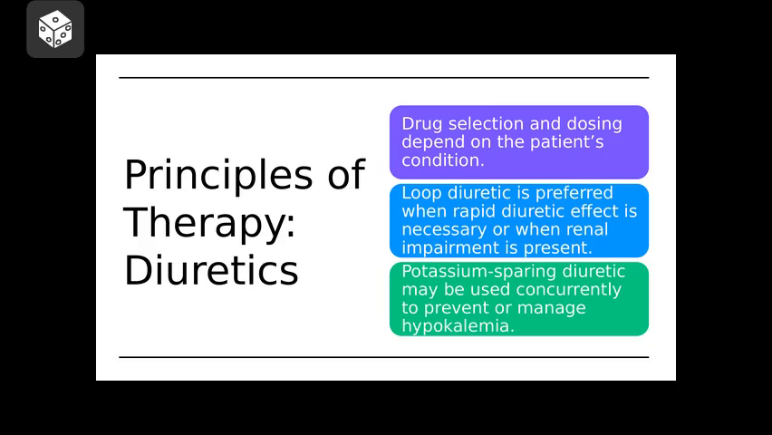Next thing we want to think about are our electrolytes. Potassium-sparing diuretic can help prevent problems with low potassium. Potassium-wasting diuretics can lead to low potassium. So we really want to look at our electrolytes as well when we're getting ready to choose these medications. So think about what's the patient's condition, think about is it an acute or a chronic problem, and then think about their electrolytes.